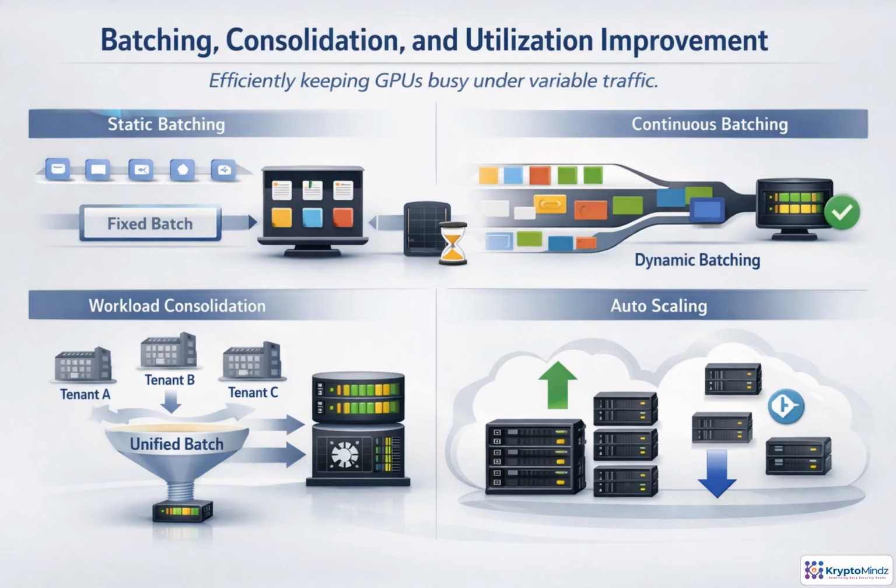Batching is one of the biggest levers for serving efficiency. With static batching, the system waits until enough requests arrive. Throughput improves, but quiet periods can add unnecessary latency. Continuous batching changes the model. As soon as one request finishes a decode step, another can enter, keeping GPU slots filled even when request lengths vary. Consolidating safe workloads across tenants, models, or priority classes increases the pool of demand, which makes batching more effective. Autoscaling then handles longer trends. Add GPUs when demand stays high and remove them when traffic drops.